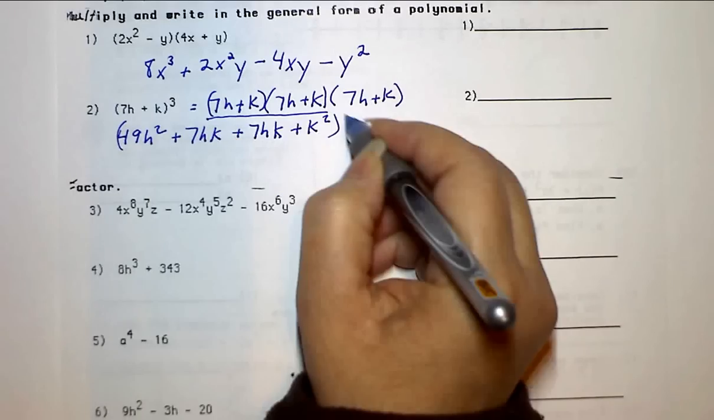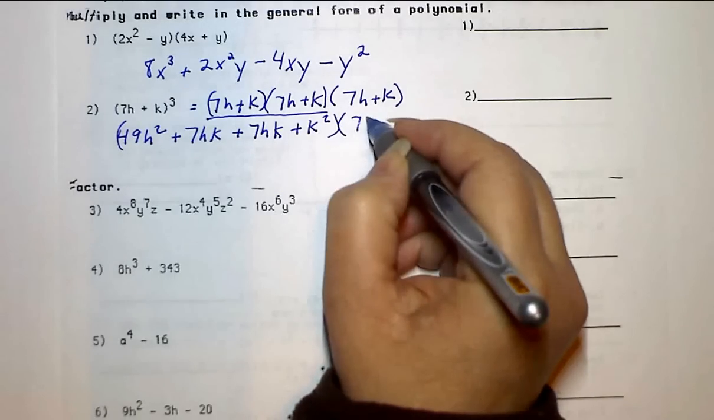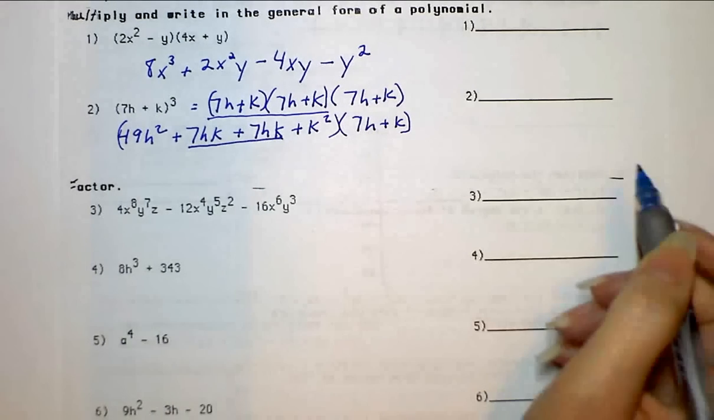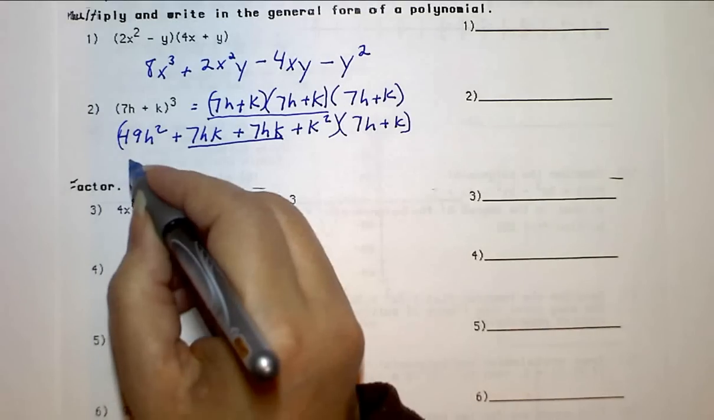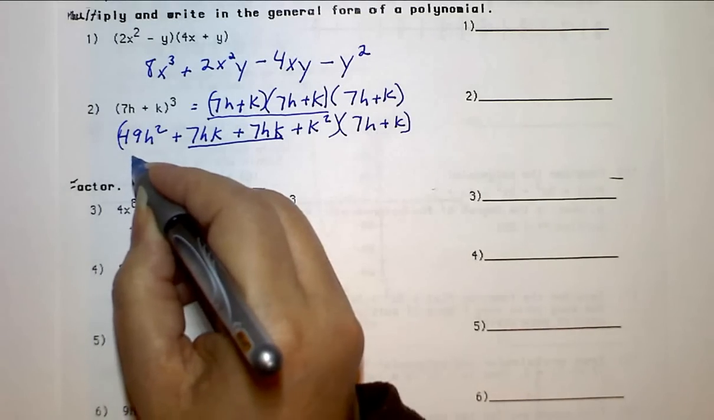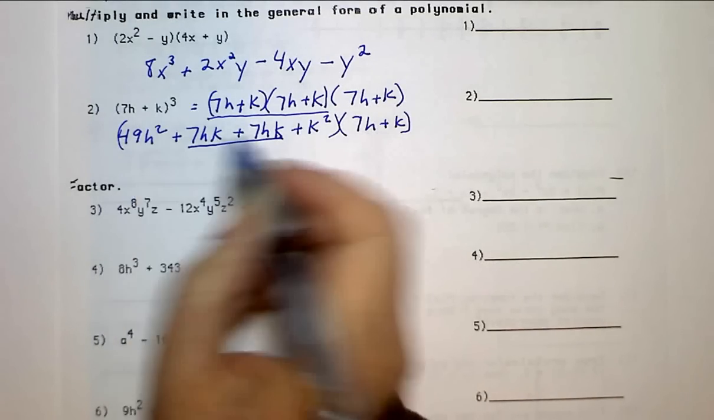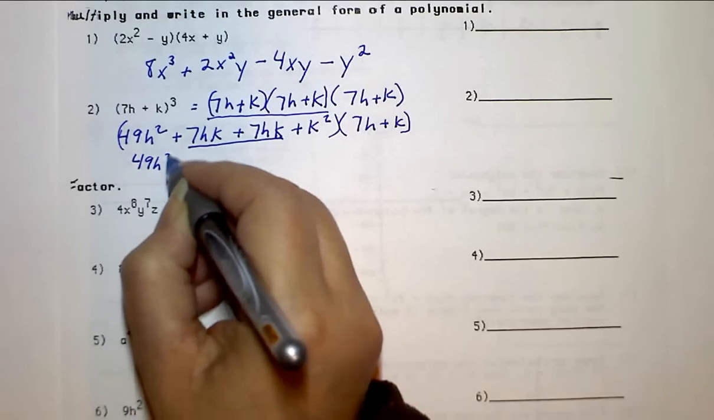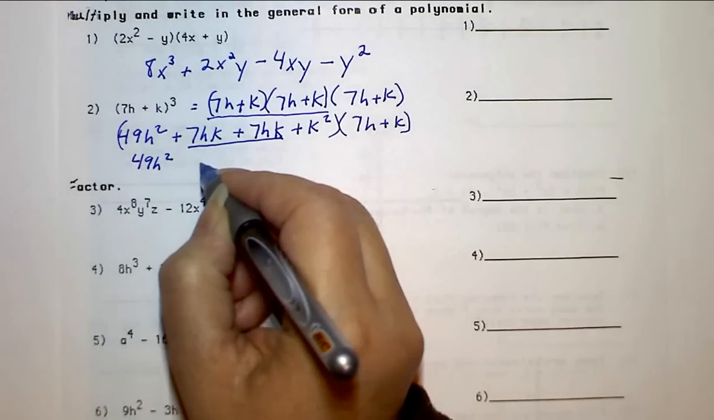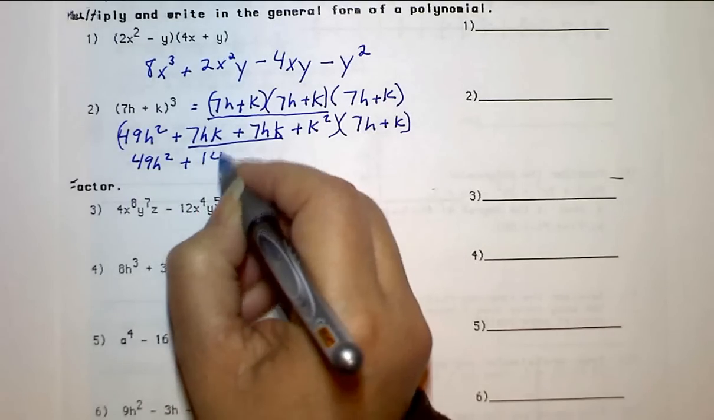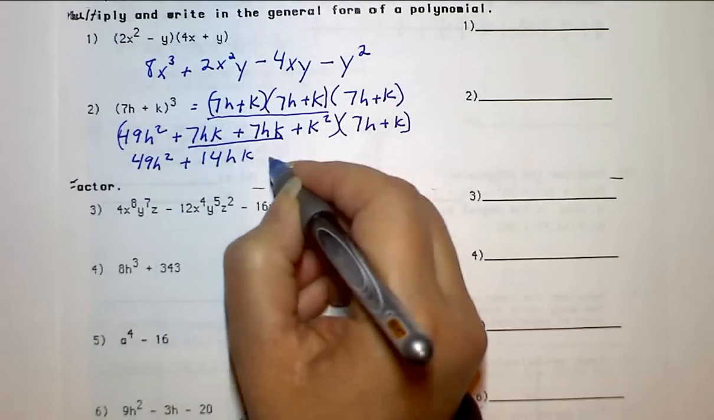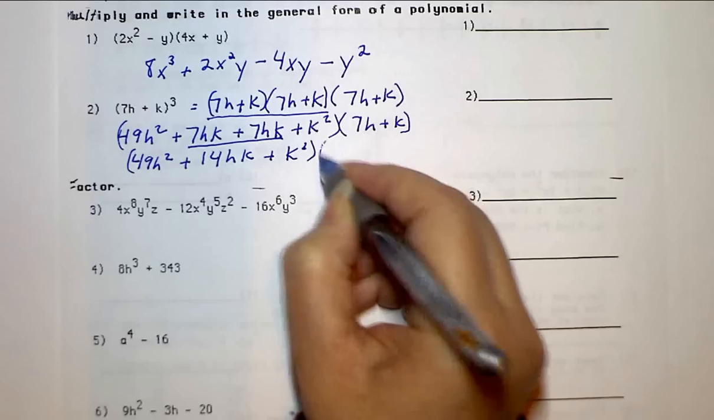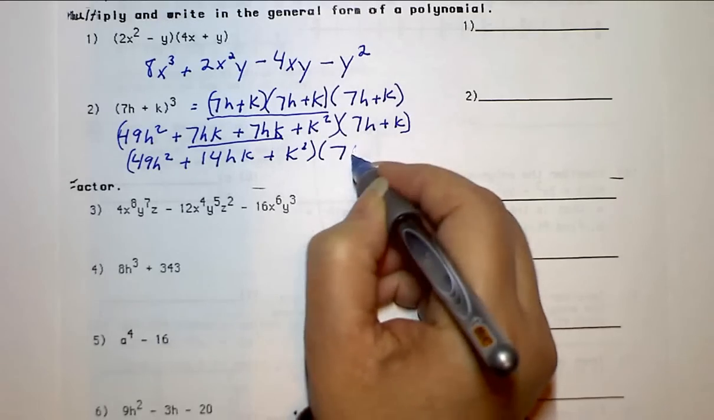So that you don't forget, I'm going to just bring this one down for now. But I'm going to combine like terms, because those are my like terms. And I get 49h squared plus 14hk plus k squared. And then I have to multiply that by 7h plus k.